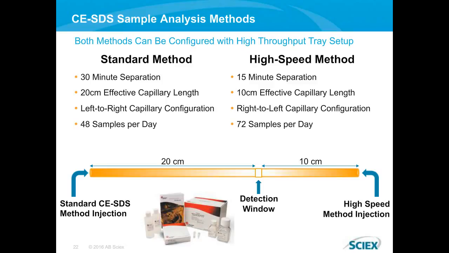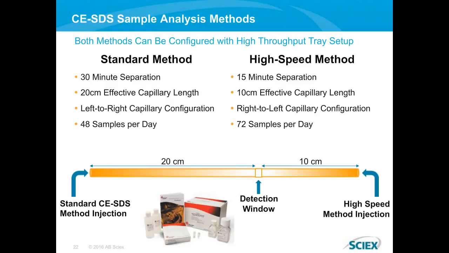You're running in a left to right capillary configuration, which you can see in that diagram down at the bottom. The standard CE-SDS method injection runs up the left side of the capillary through that long distance, the 20-centimeter distance, through the detection window and then into the outlet vials. Using the standard method, you can run about 48 samples per day if you make sure you set up the trays correctly.